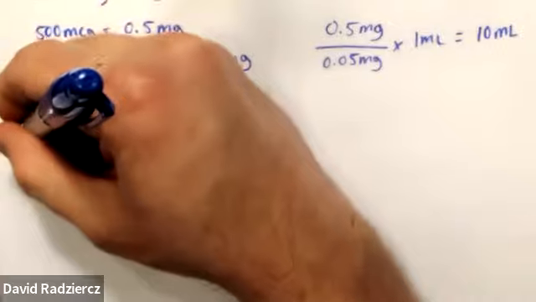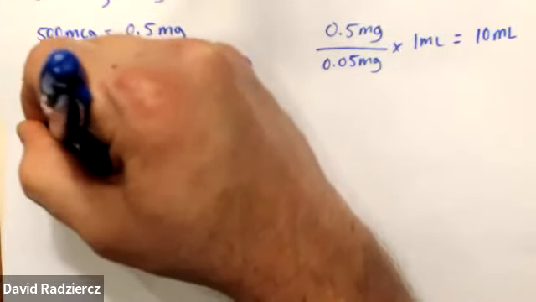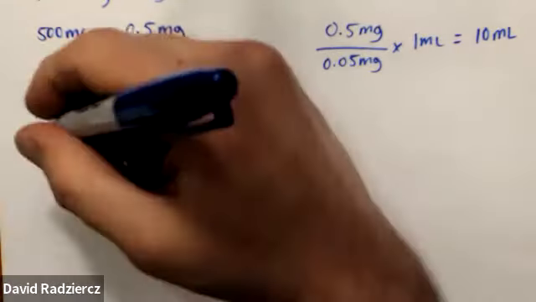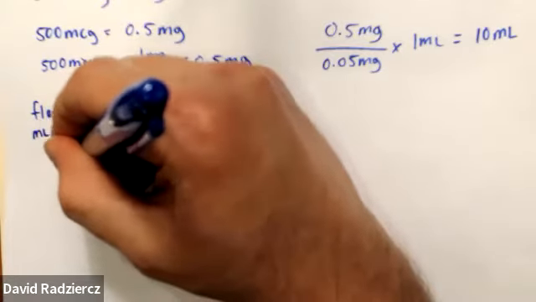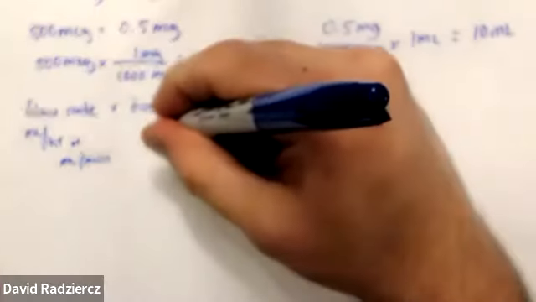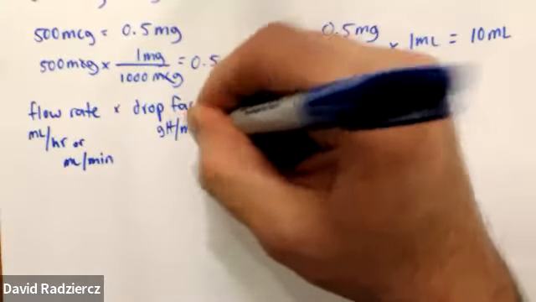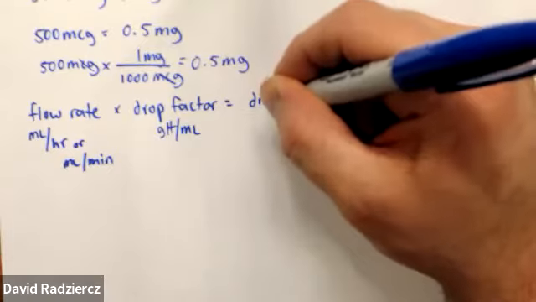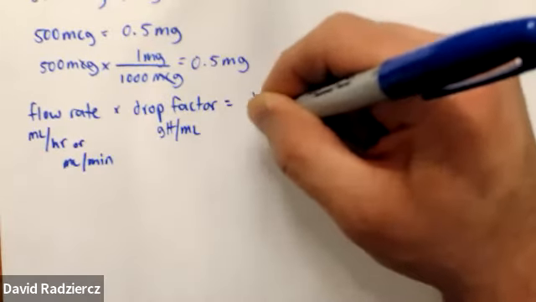So flow rate is always going to be measured in volume over time. So typically it's milliliters per hour. Sometimes it could be milliliters per minute. Drop factor is drops per milliliter. And then your drop rate is always going to be drops per minute.